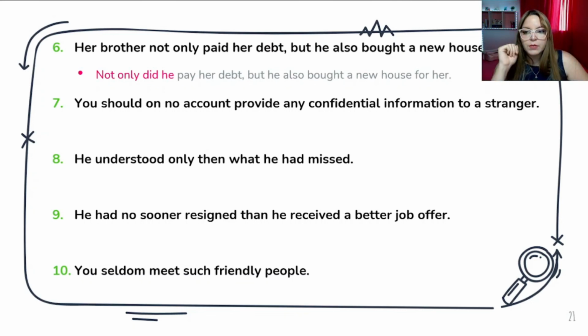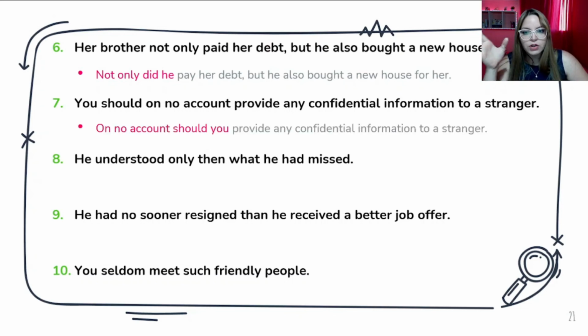Good. Number 7, you should, on no account, provide any confidential information to a stranger. How do we invert? Well, on no account should you provide any confidential information to a stranger. Okay, good, excellent. It is very easy. The more you practice, the better.